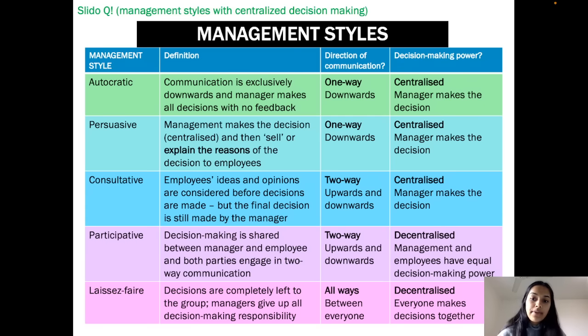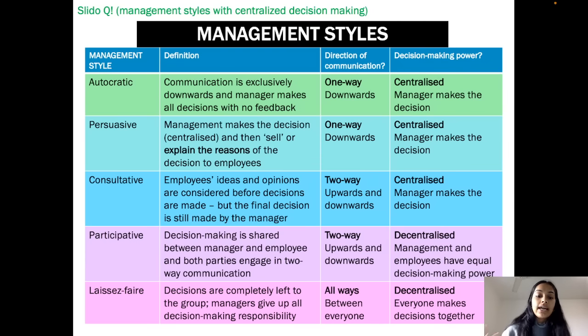And then decision-making power is still centralized because ultimately the manager is the one making the decision. Then we have our participative management style. The definition is that decision-making is shared between the manager and employee. Both parties are engaging in that two-way communication. So now decision-making power is shared.